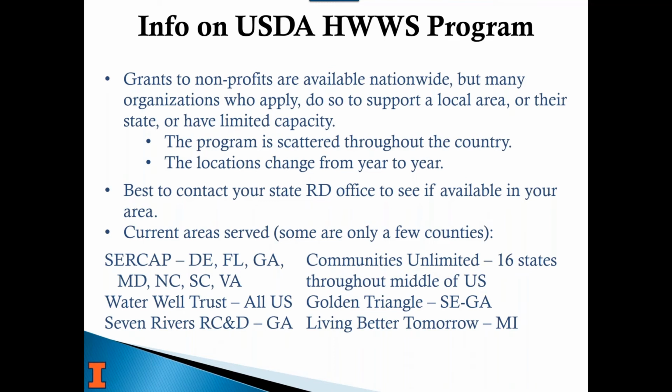But there's these other organizations like Seven Rivers RC&D, which is just in Georgia, and the Golden Triangle is a nonprofit that's just in Southeast Georgia. And same with Better Living Tomorrow. They get small grants to help people just in their region and in their area. But between RCAP and Communities Unlimited, it's 22 states, and I know RCAC, the Western RCAP, also does some of this lending through funding they get from the state of California.